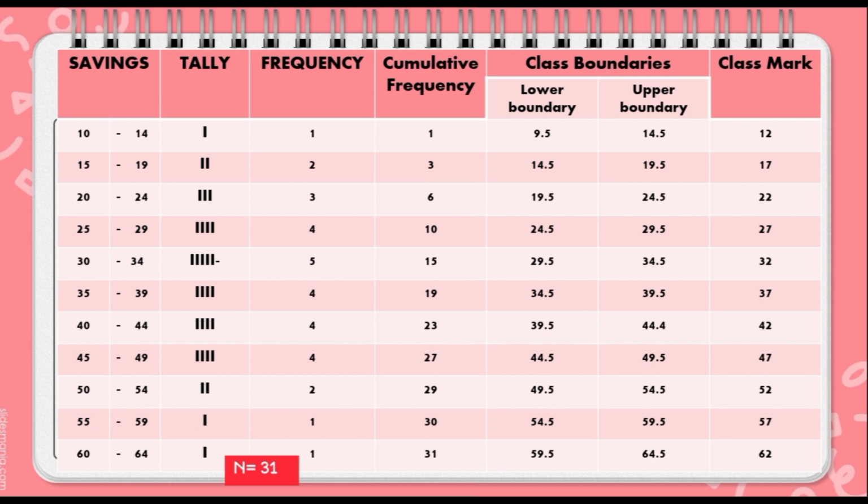So 15 plus 19 is equal to 34. Divided by 2, we have 17. So 20 plus 24, we have 44. Divided by 2, we have 22. So on and so forth until we reach 62. That is how you solve for the class mark. Again, to solve for the class mark, we simply add the lower limit plus the upper limit and divide by 2.